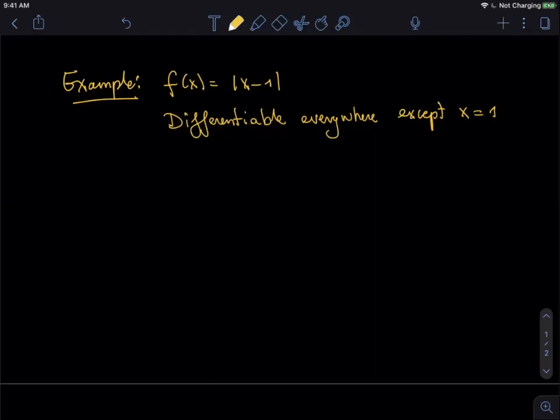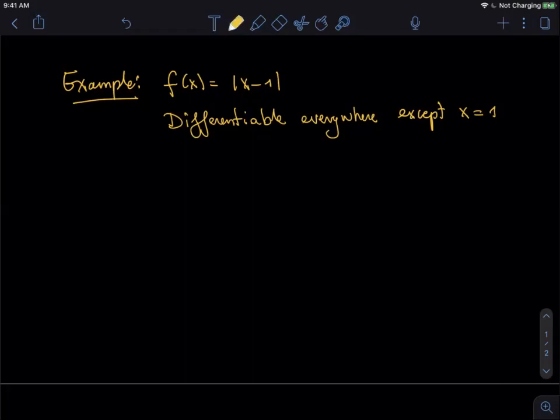Let's do one more example. So let's work with this function, the absolute value of x minus 1, and show that it's differentiable everywhere except at x equals 1. As a general rule of thumb, whenever you see an absolute value, there is going to be a problem of differentiability whenever what is inside, in this case x minus 1, becomes 0. So we should expect that this absolute value of x minus 1 has a problem of differentiability, a corner at x equal 1.